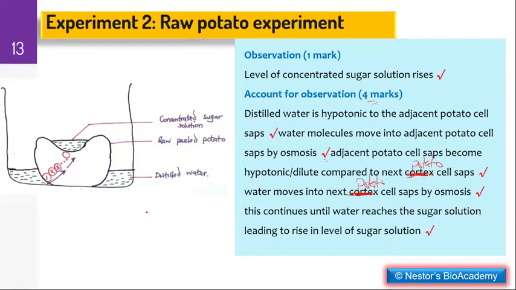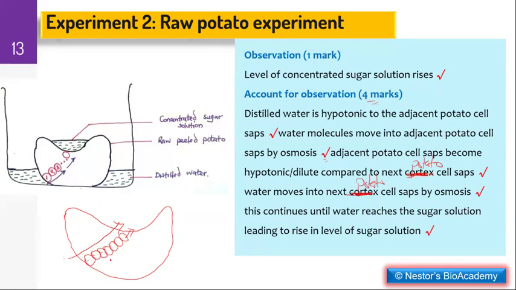One thing is evident here. Remember, when we have a potato like this, here we are having hundreds, thousands, and possibly even millions of cells. For if distilled water were to move from here all the way to the concentrated sugar solution, it will be passing through numerous and numerous potato cells.